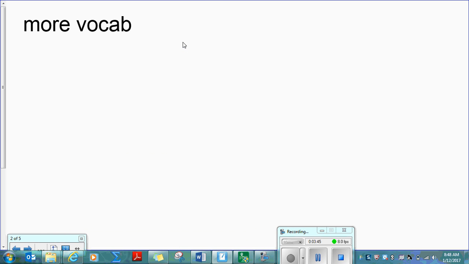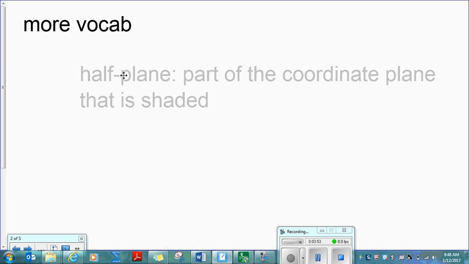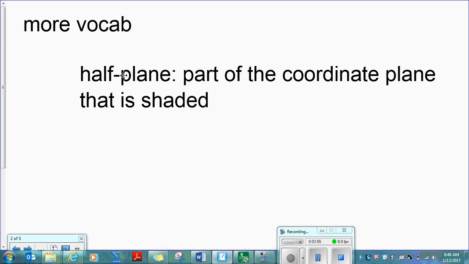I forgot to add vocab to your notes page, and I'm sorry, but please try to add these vocab words onto your page somewhere, because they are kind of important. A half plane is part of the coordinate plane that is shaded, so once we actually do shade it, the half plane is the half that we shade.